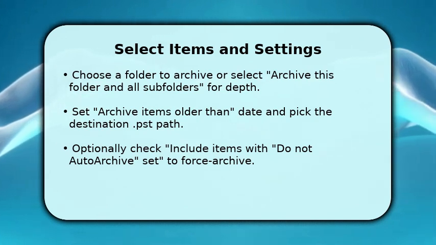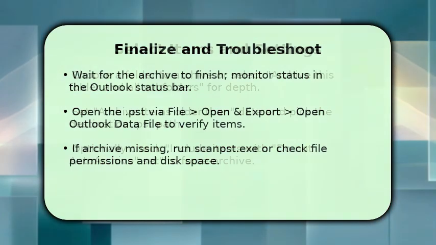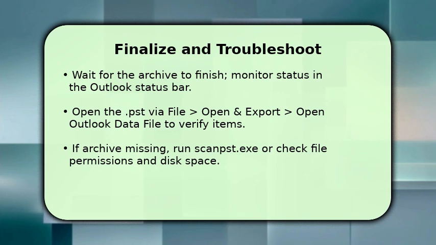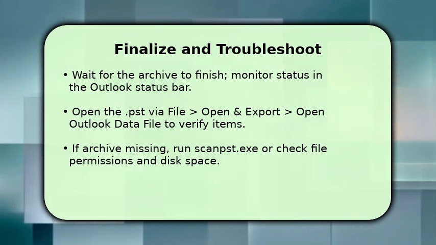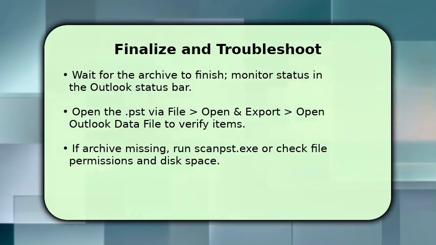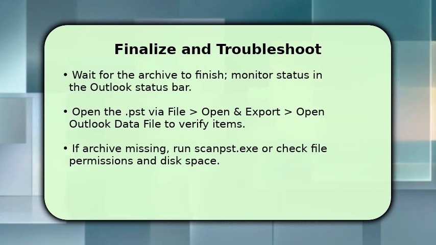When the archive completes, check the Outlook status bar and then open the PST via File, Open and Export, Open Outlook data file to verify messages moved correctly. Make sure folder sizes decreased and searches reflect the new locations. Use search folders to confirm.